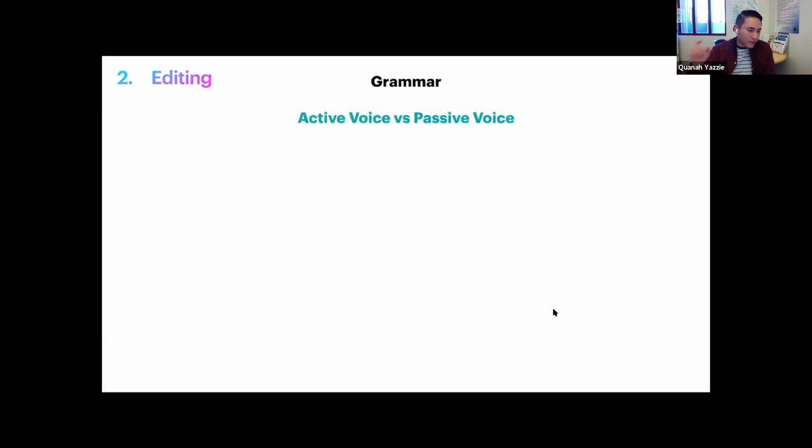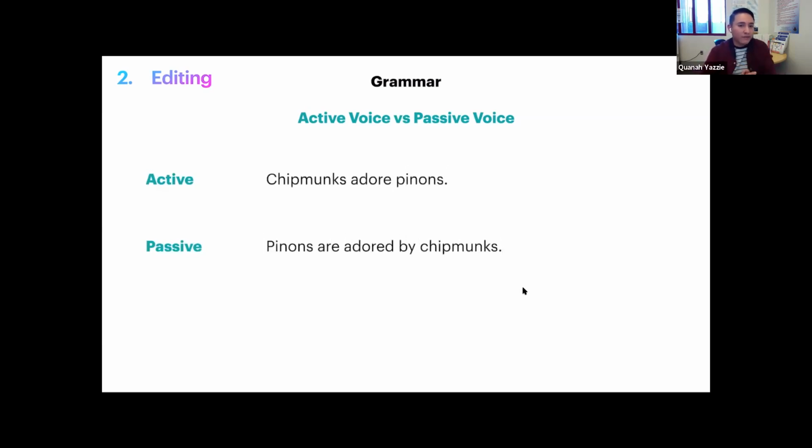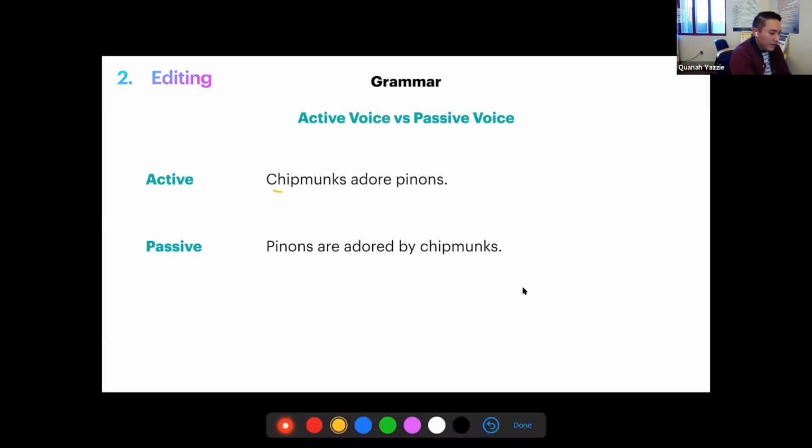And then the last one, which I get a lot of questions from students about, is the difference between active voice versus passive voice. Within active and passive voice, I'll explain these two sentences here. For active voice specifically, we have "chipmunks adore piñons." The difference between active versus passive voice is how the subject is involved within the sentence itself. So if you look at the active voice sentence, we have this chipmunk here.